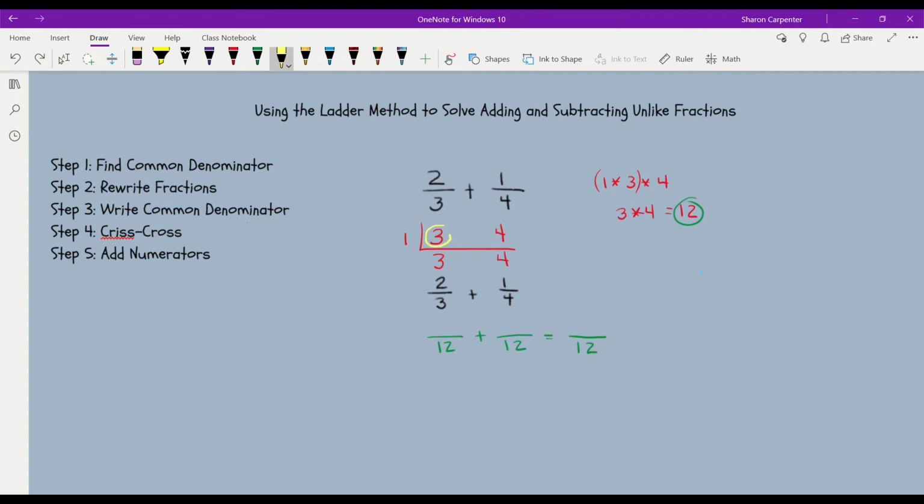First crisscross is circle 3, crisscross and circle 4, then crisscross and multiply by 2, get 8 for the numerator. Next, crisscross is circle 4, crisscross and circle 3, then crisscross and multiply by 1 and get 3 for the numerator. And you get 11/12 for the solution.